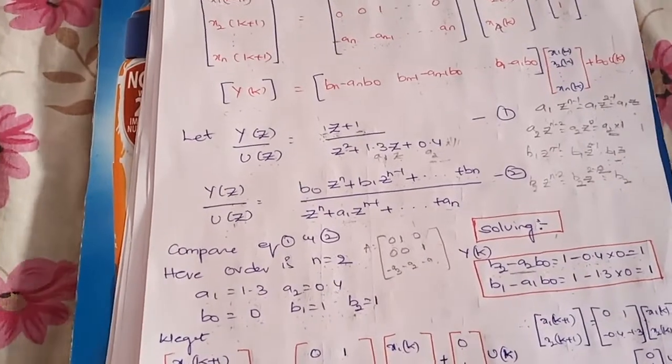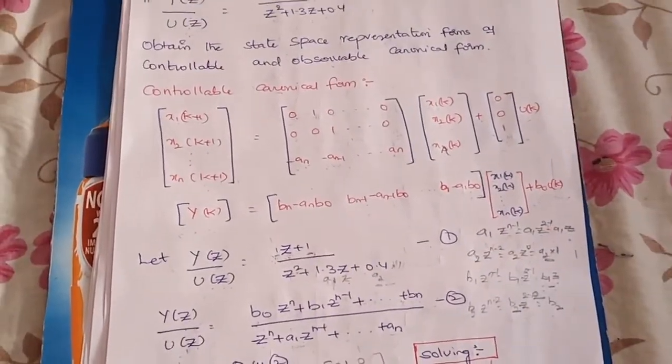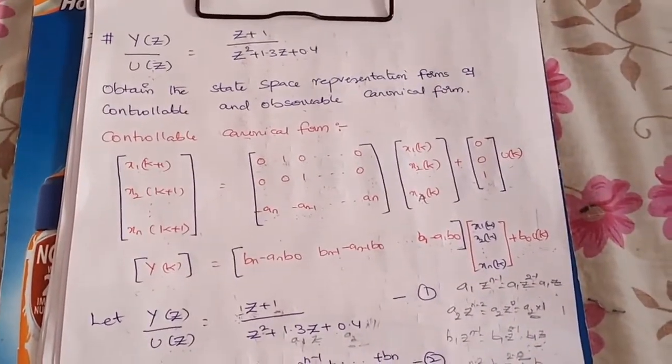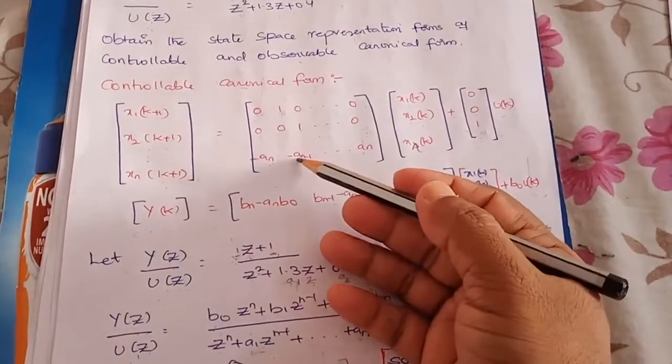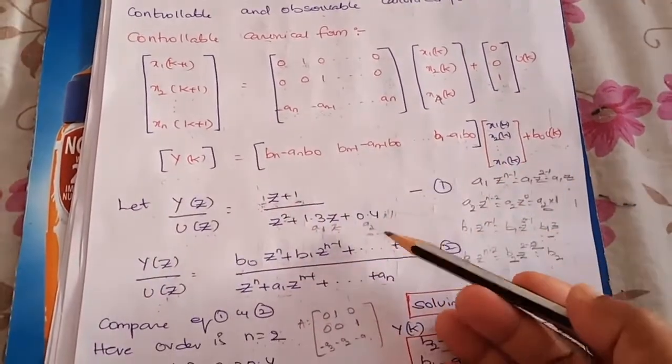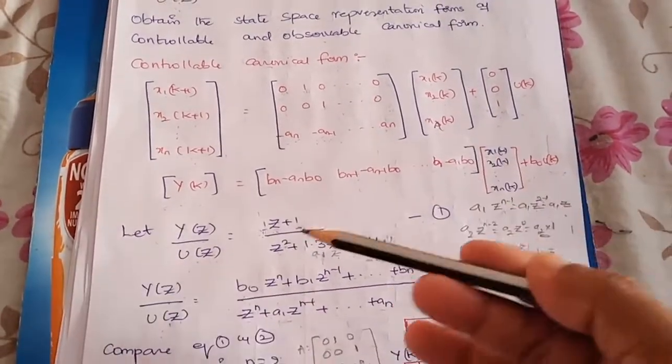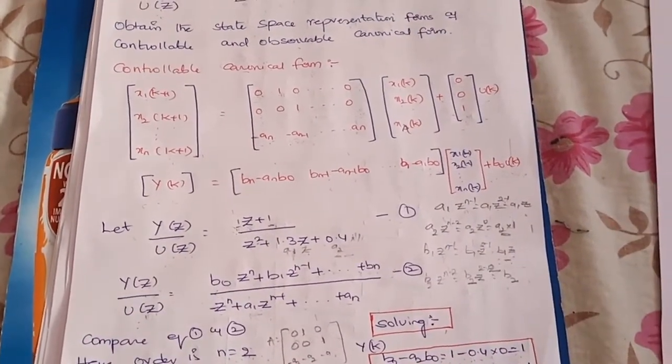So this is how to solve the problem for controllable canonical form for a given transfer function and represent it in the state space representation. You have to remember these formulas, then only you can solve the given question. It is very easy. Practice once or twice.